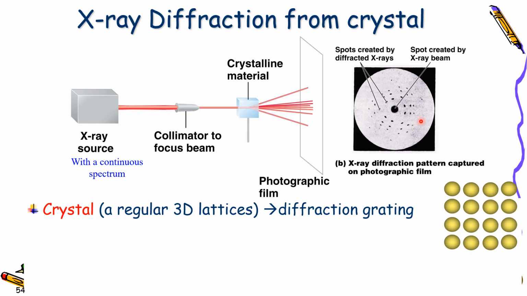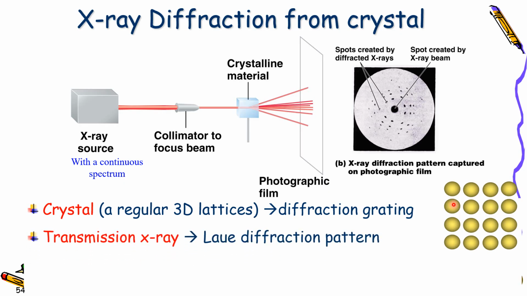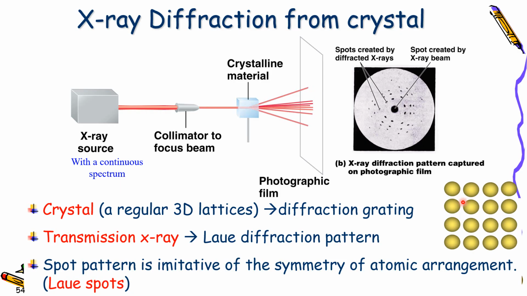Why does this happen? Because a crystal is a regular three-dimensional lattice, so it behaves like a diffraction grating. And for transmission, if the material is not too thick, like a very thin film, the X-ray can pass through it, and then you will get a pattern like this. The spot pattern is indicative of the symmetry of the atomic arrangement. This is what we call Laue spots.